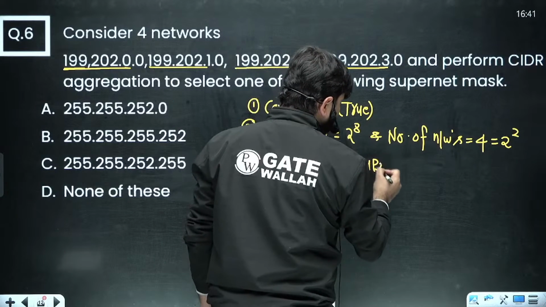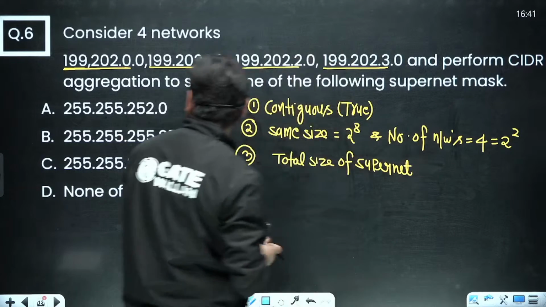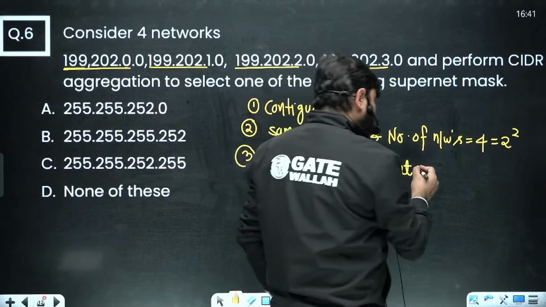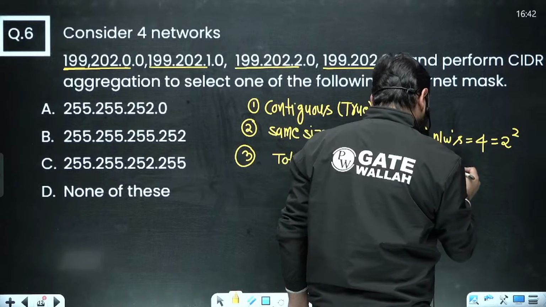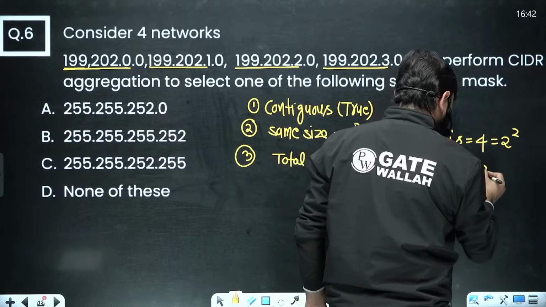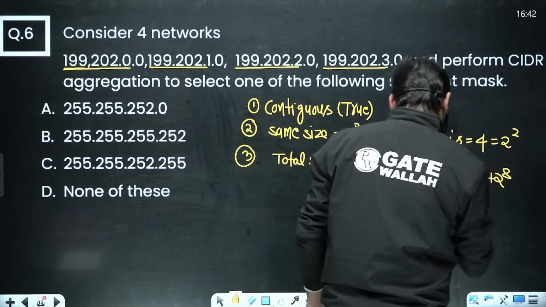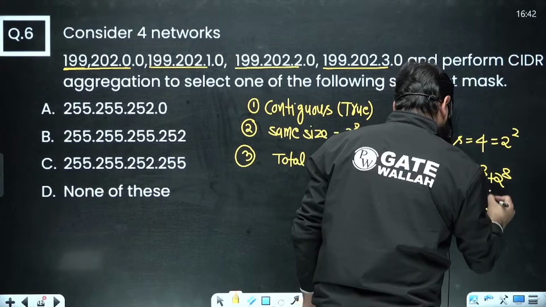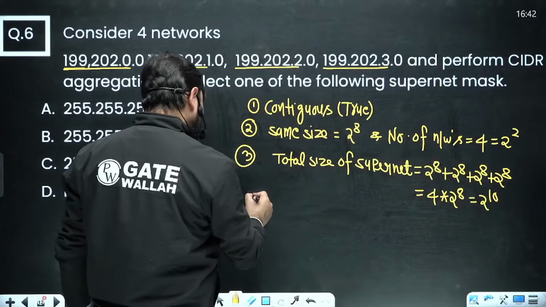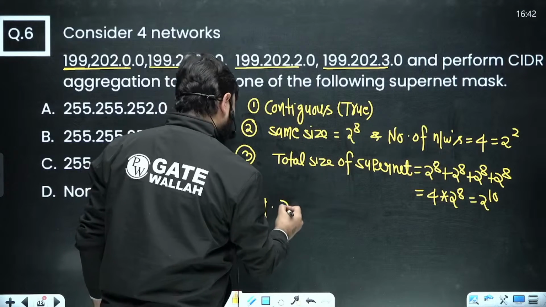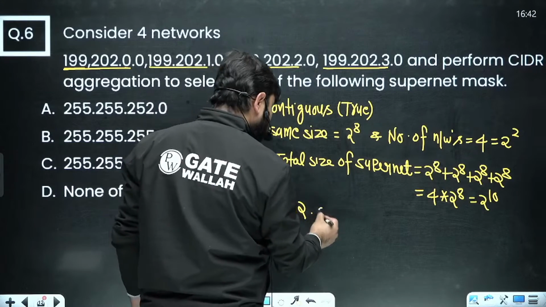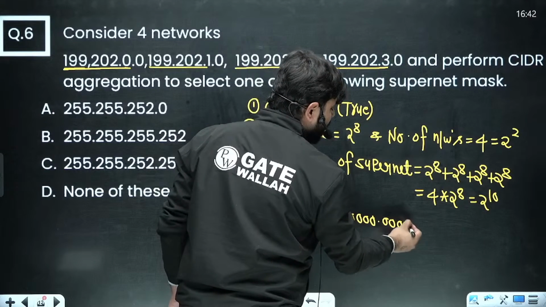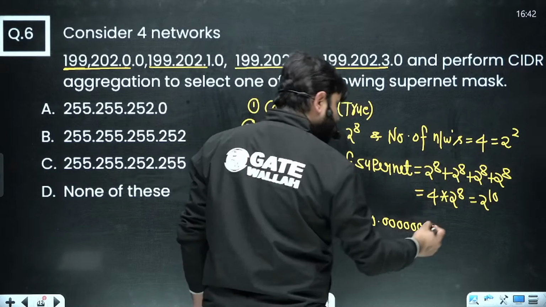We have 4 networks: network 1, network 2, network 3, network 4, and all have 2 power 8 size. So 2 power 8 plus 2 power 8 plus 2 power 8 plus 2 power 8 is nothing but 4 into 2 power 8, which is 2 power 10. The first network ID must be divisible by this: 199.202.1234567, and this is 2 power 10.